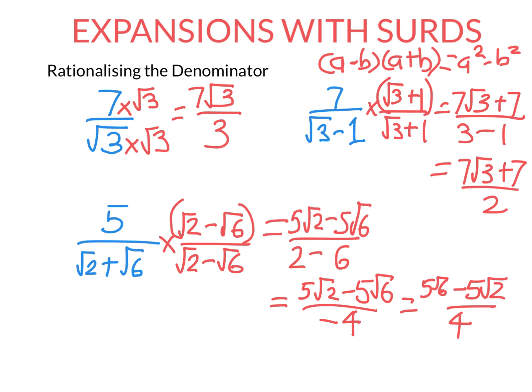See, all of these fractions here are the same. They have the same value, same position on the number line, but you can see that these ones here have a rational denominator and this one is considered simplified. All right, let's now look at some harder questions.